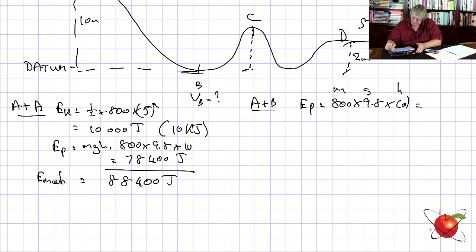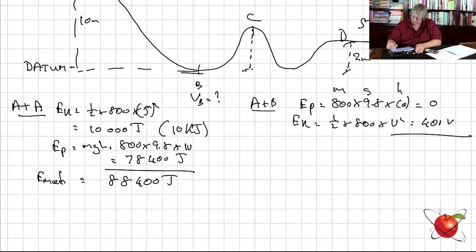So let's have a look there. We say, okay, there's that. Therefore, that's 0. EK is going to be what? Let us say, EK is going to be a half times 800 times V squared. Well, that is equal to, not 0, that is equal to 400 V squared. Add them. So therefore E mech is going to be 400 V squared. Sorry, my bad there.